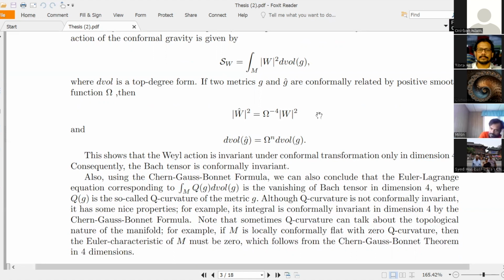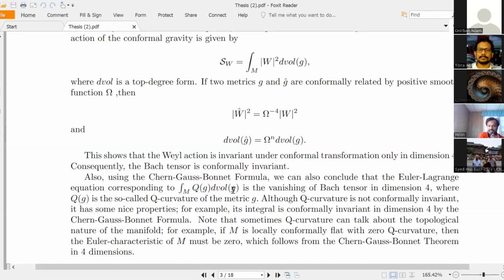That could be motivation for physicists to study Bach flatness because that's the Euler-Lagrange equation. For mathematicians, the main interest comes from another thing: the integral of Q curvature. So Q curvature is, roughly speaking, the scalar curvature analog in conformal geometry, or pretty much like the two-dimensional Gauss curvature analog. So this is the so-called Q curvature.